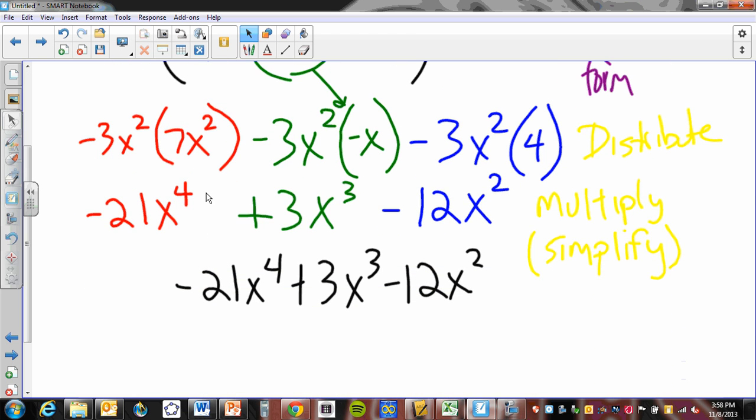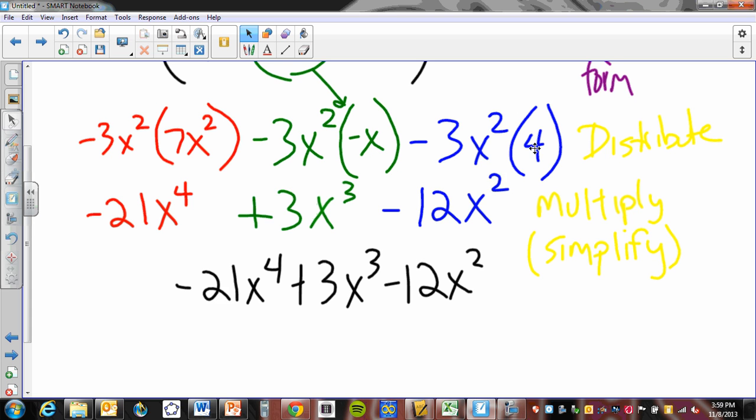Now, all we got to do is some quick multiplication. Negative 3 times 7, that's negative 21. And x squared times x squared, 2 plus 2 gives us 4. So negative 21x to the 4th for the red. In green, negative 3x squared times negative x. So negative 3 times negative 1 gives us positive 3. X squared times x, 2 plus 1 gives us 3. So 3x cubed.